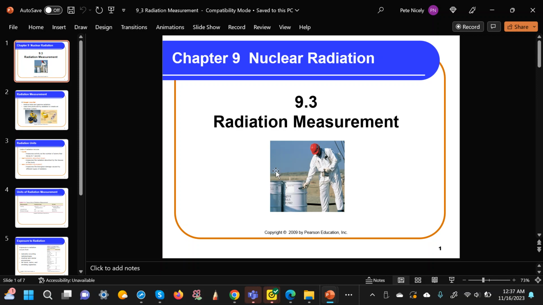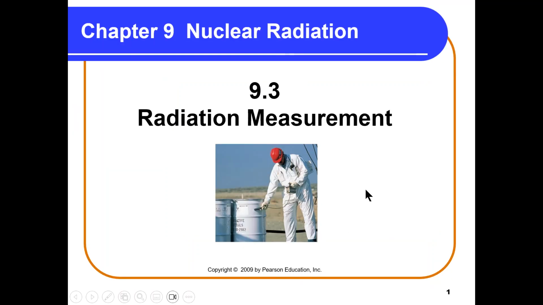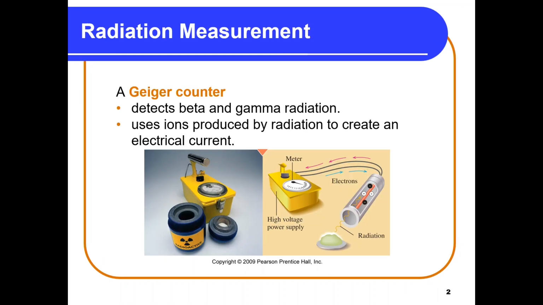Now we're going to talk about how we measure radiation. So we'll be looking at some quantitative aspects of radioactivity. The instrument that is used to measure radiation that is emitted from something that is unstable is called a Geiger counter, right? And this is usually used to detect beta and gamma radiation.